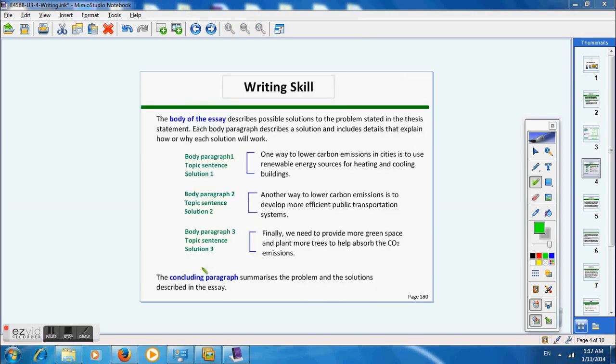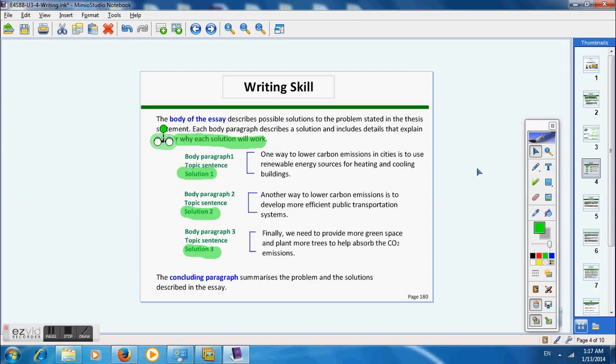Now let's talk about the body of the essay. The example here has 3 solutions to the problem. So we have 3 paragraphs. Okay, before we talk about the structure, so let's see. The body of the essay describes possible solutions to the problem stated in the thesis statement. Each body paragraph describes a solution and includes details that explain how or why each solution will work.